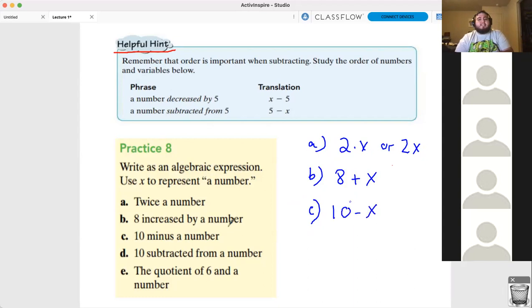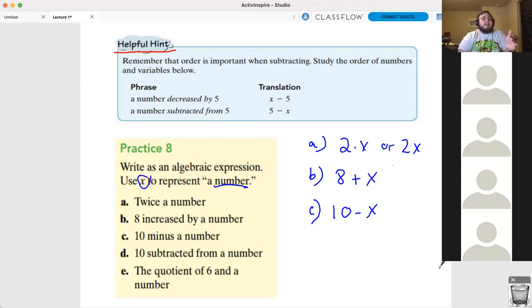Now, if you ever get stuck on this, like, what does that mean? 10 minus a number. Well, tell yourself 10 minus 5. How would you write 10 minus 5? 10 take away 5, right? But replace 5 with a number, when a number is x. So does everyone see that 10 minus a number is the same thing as 10 minus x?